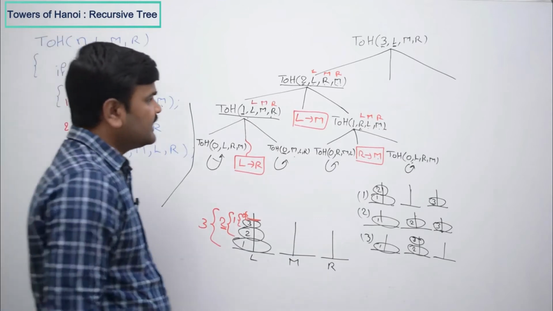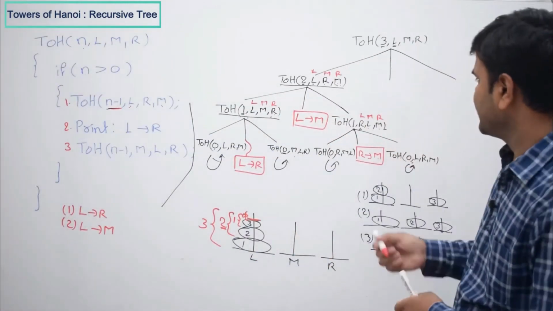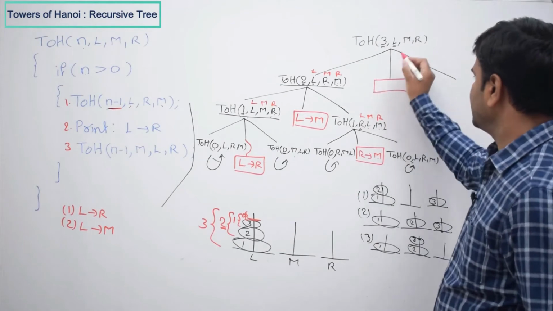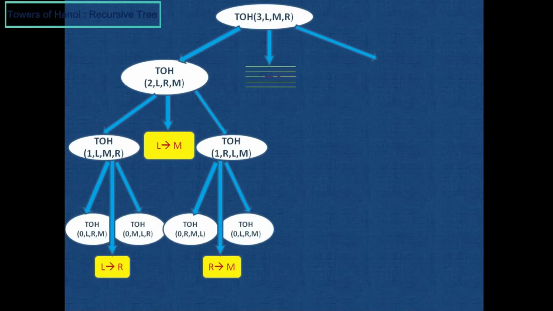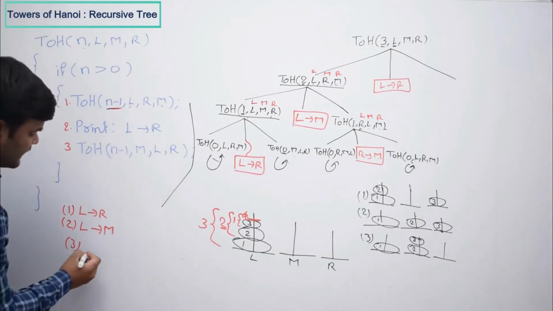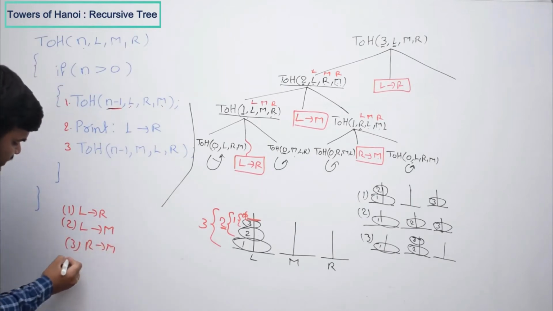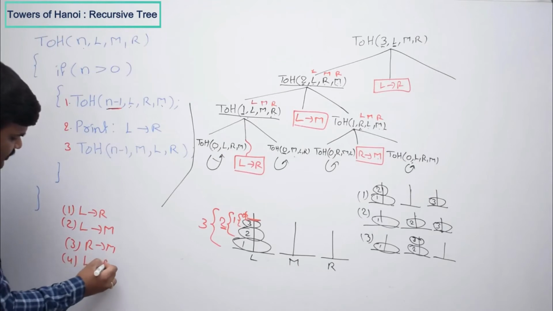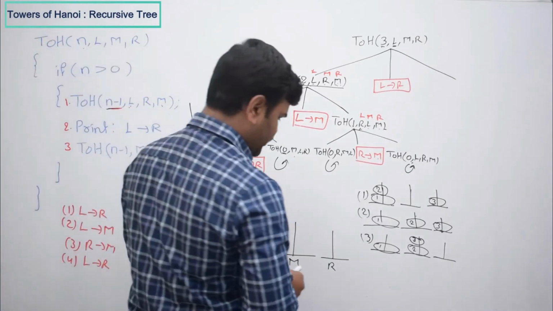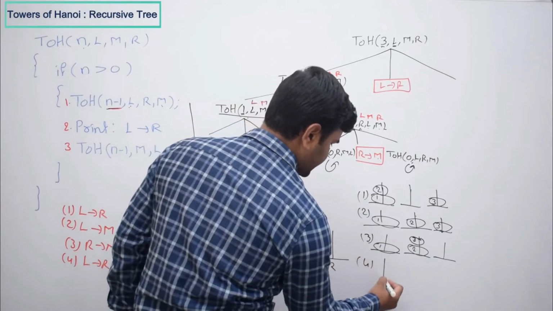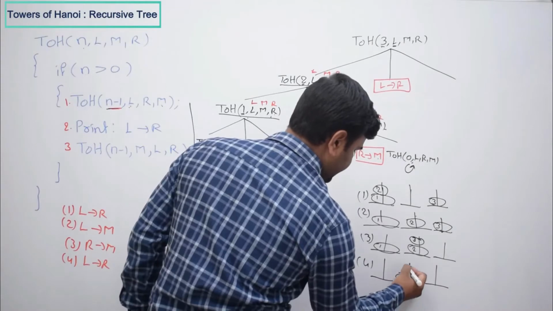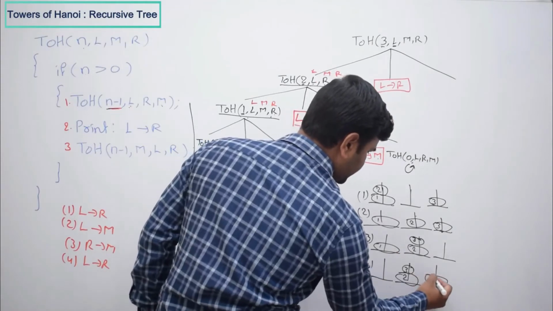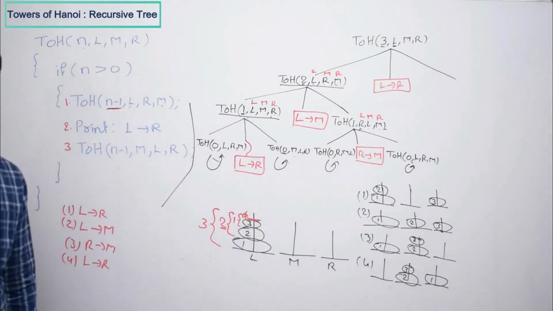Even here also, you now have to make an L to R movement, that is the second statement. So here, if you note, the third movement is R to M, the fourth movement is L to R. This fourth movement, if you observe, is what is happening here. So second and third, first to move to R, the actual destination.